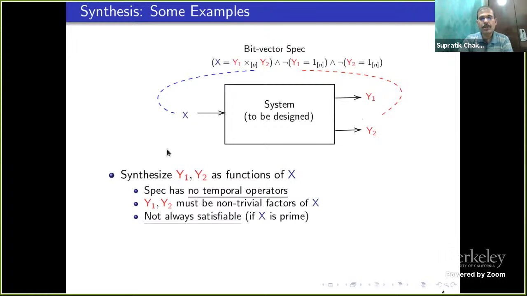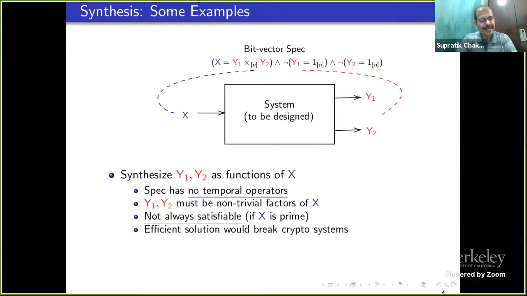And once again, this is not always satisfiable, in particular if X is prime, because we have required that neither Y1 nor Y2 should be 1. And of course, if I could find an efficient solution for this, this would break crypto systems. This is just to say that this problem is not easy.